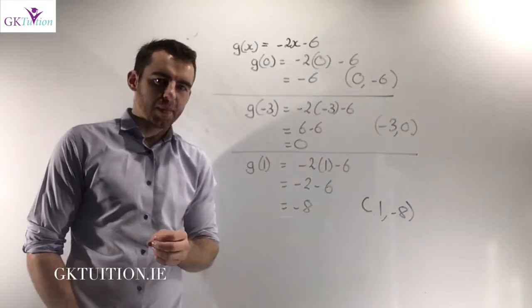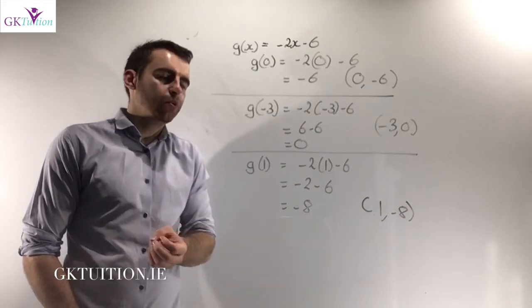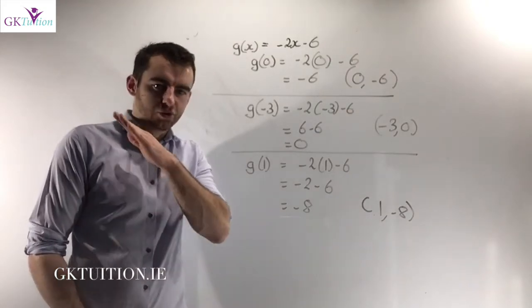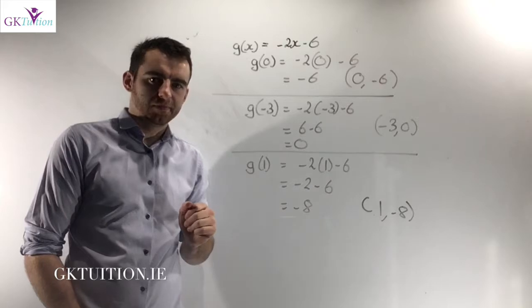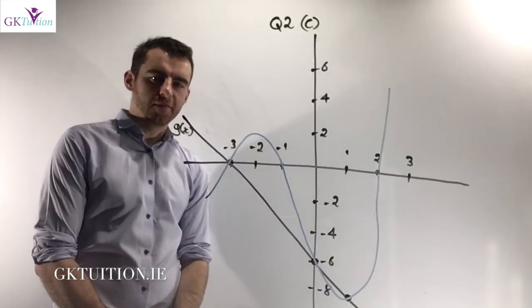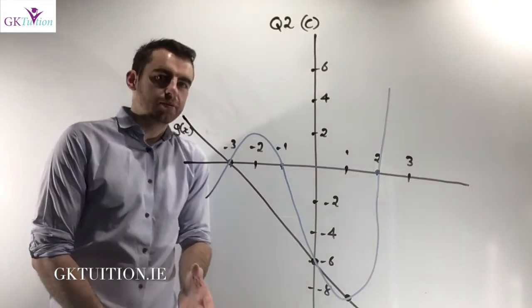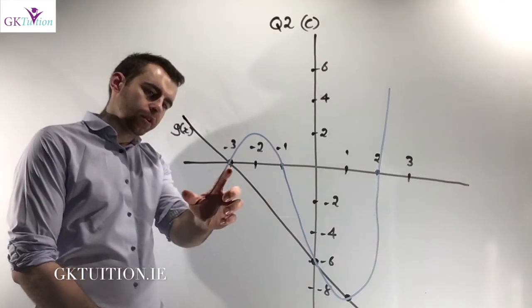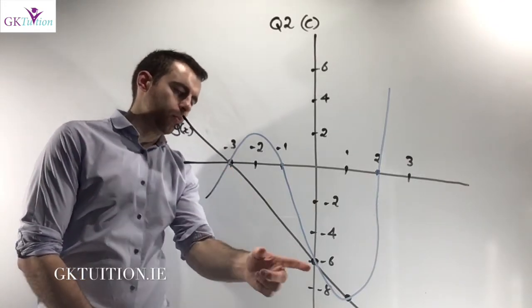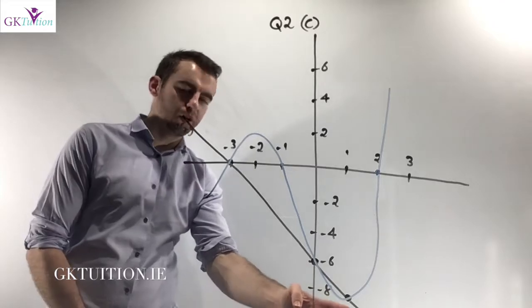marks in this case. Now in the last part of this question, we just need to plot these points and draw the line g of x. Okay, to get the final 5 marks, now obviously your diagram is going to be more accurate than mine, but you need to plot the point minus 3, 0, the point 0, minus 6, and the point 1, minus 8.